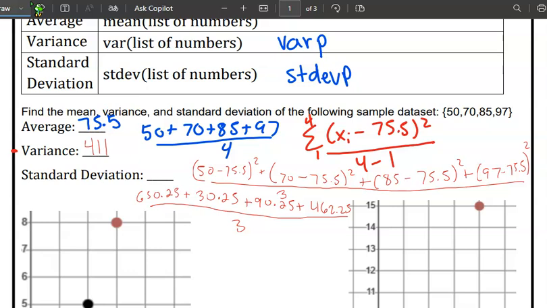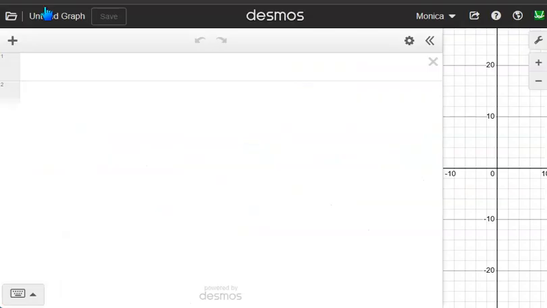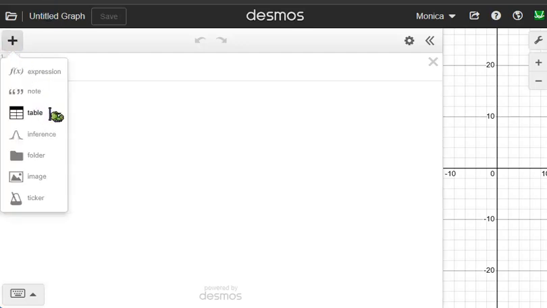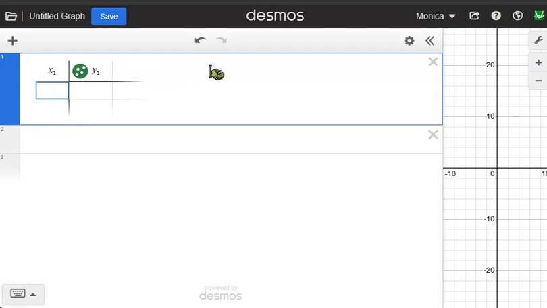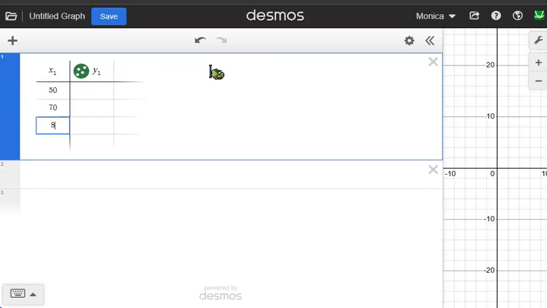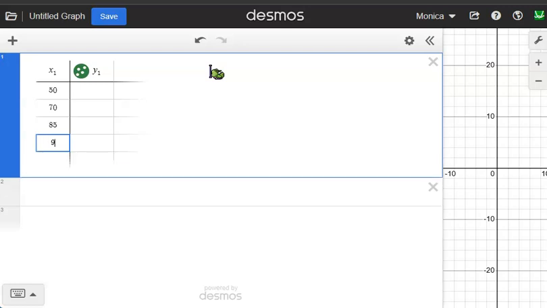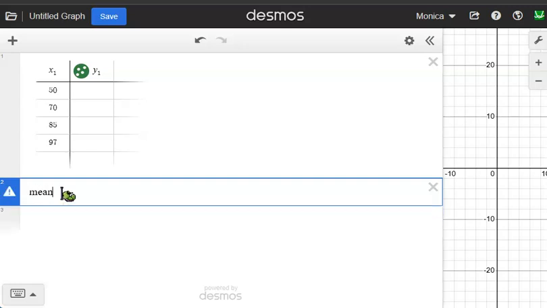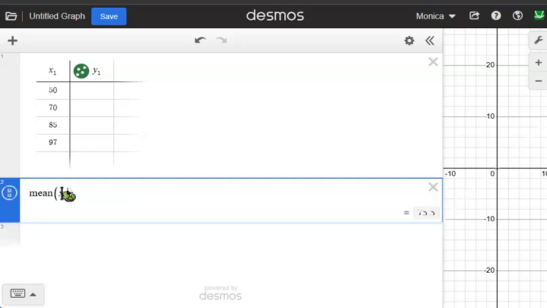To find the standard deviation, you just take the square root of that number. It's approximately 20.3. Now let's go over how to do this on Desmos. First, you want to add an item. Let's create a table and put in our 4 values. We'll type in mean, parentheses, and then our list was x1. There's our 75.5.